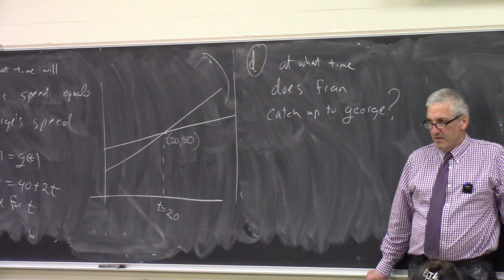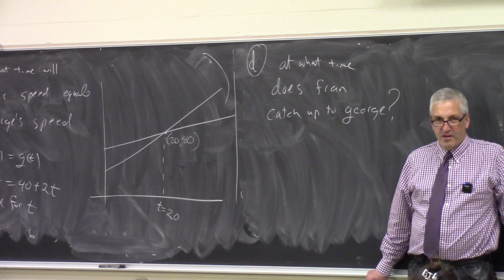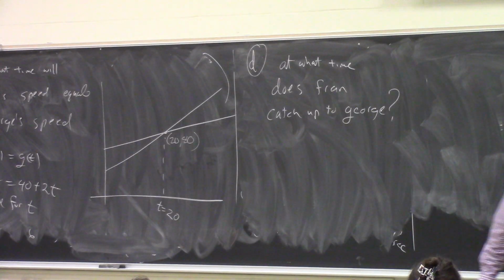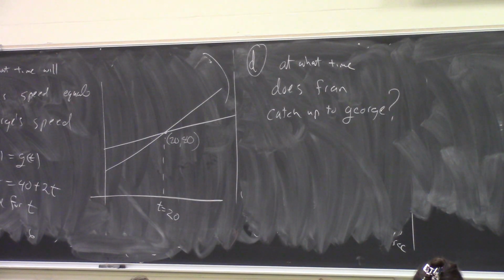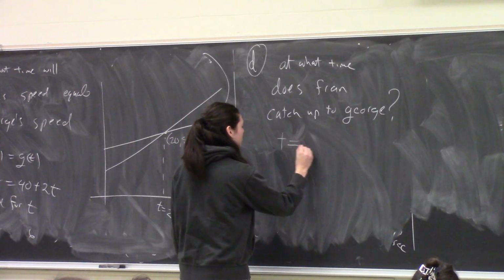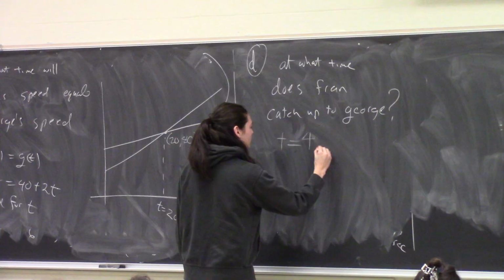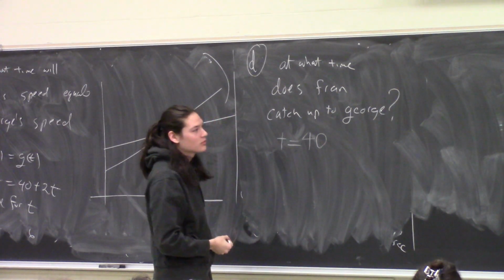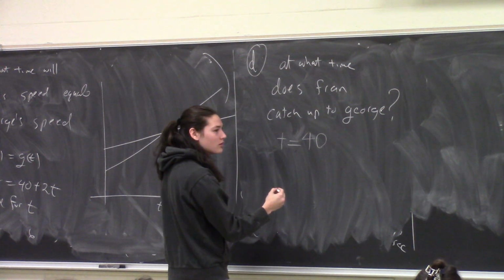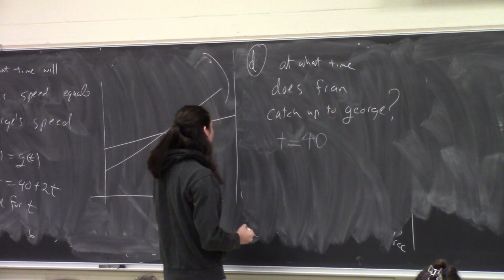Who said that? Okay, Jace, stand up and take your prize. Explain. Come to the board, though. Jace says t equals 40. Oh, no equations. Just do a picture. See if you can explain using the picture.